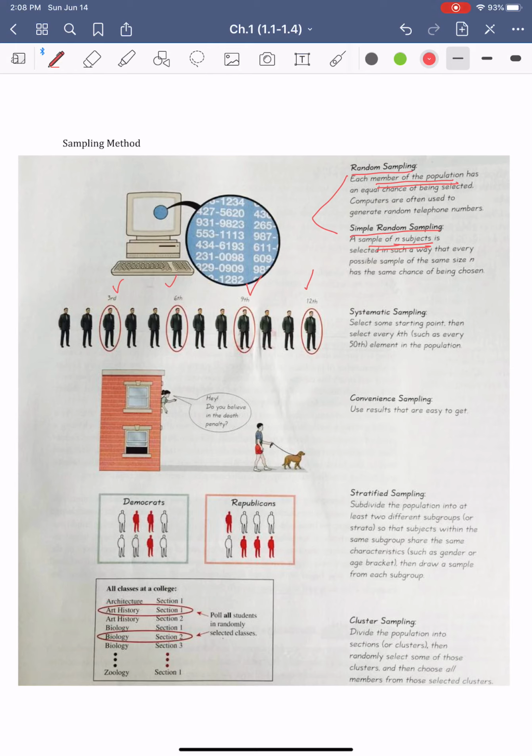Okay. This is also a good sampling method. These two are good sampling methods so far because you are not eliminating anyone. You are just picking randomly.